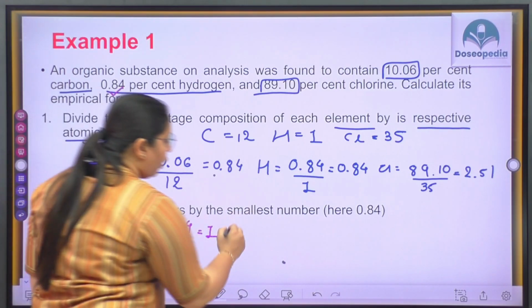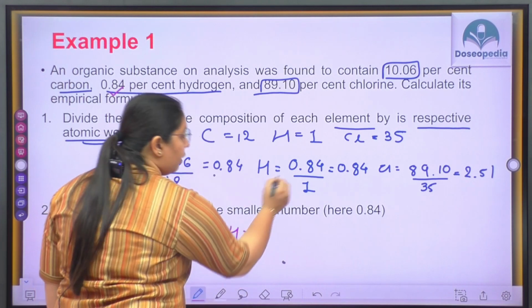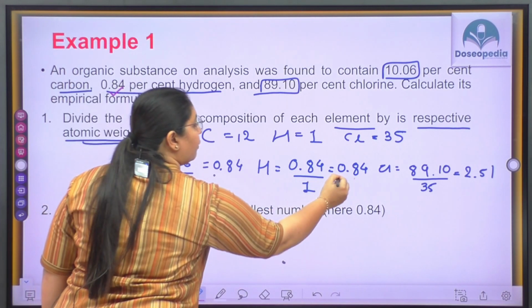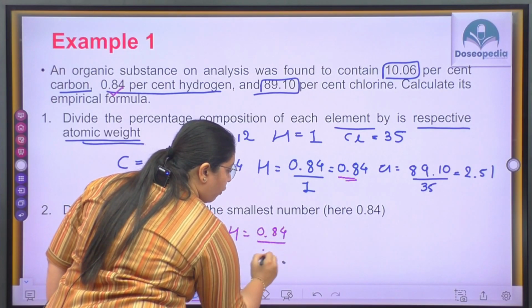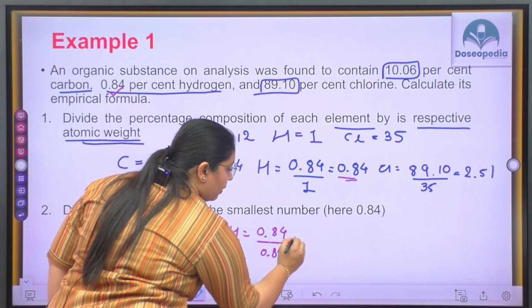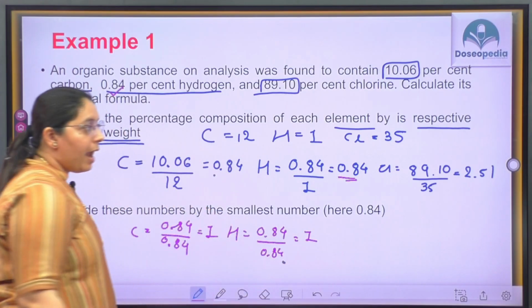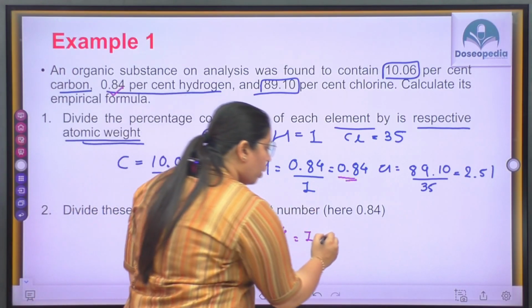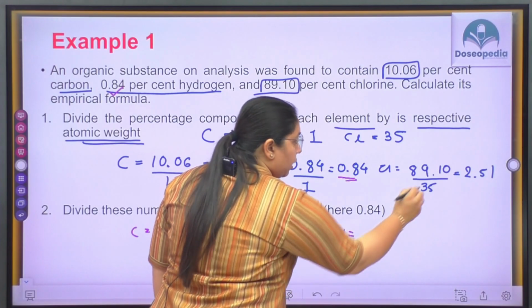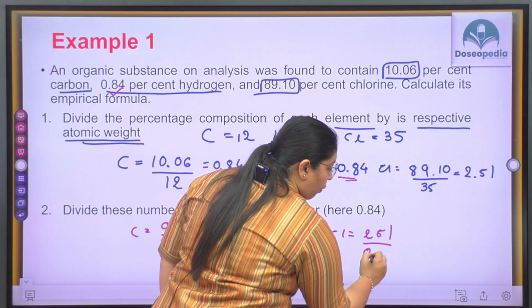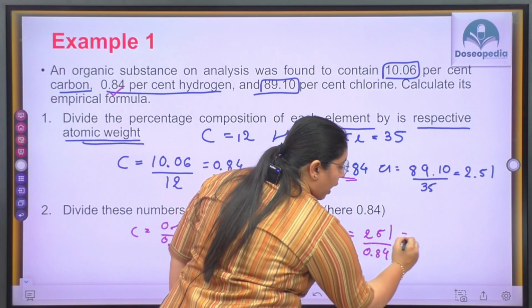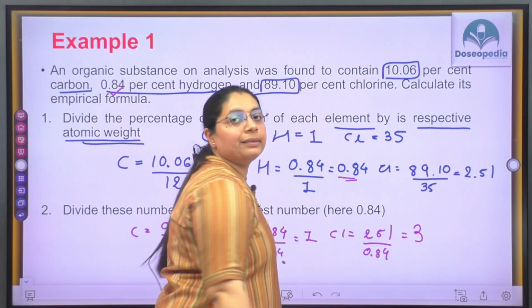Okay. For hydrogen, again here it is 0.84. So let's divide it by again 0.84. So the answer will be 1. And for chlorine, 2.51, which will be divided by 0.84. So your answer will be around 3.